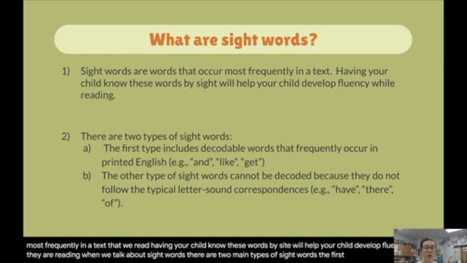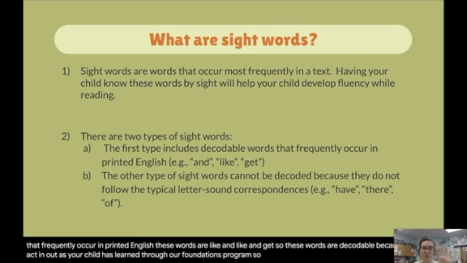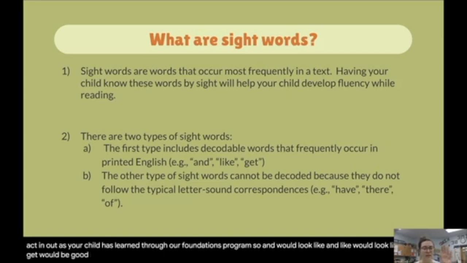The first include decodable words that frequently occur in printed English. These words are like and, like, and get. So these words are decodable because the letters act in a way that we expect. So we can tap them out as your child has learned through our Foundations program. So and would look like and. Like would look like like. Get would be get. So we can hear each sound and they act as we expect.